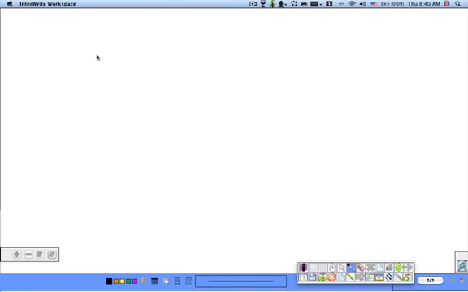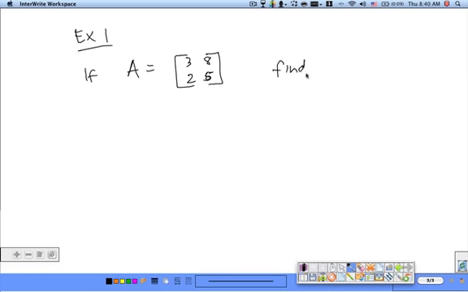Let's do an example. Example number 1. So if A equals 3, 8, 2, 5. That's a 5. Find this, which means the inverse of A. So basically, right now, I'm saying, okay, here's 2/3. This represents 2/3. Find the inverse of 2/3. Well, you know what that is, but let's do it within a matrix.